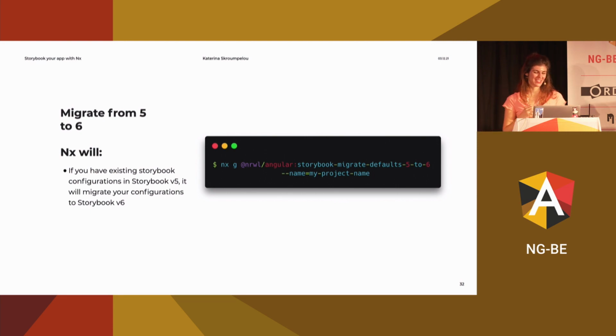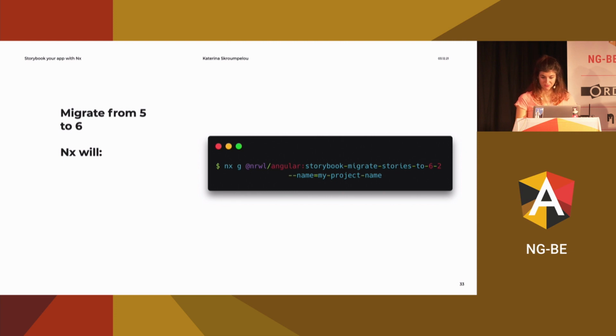So if you have existing Storybook configurations in Storybook version 5, it will migrate your configurations to Storybook version 6. There are a lot of breaking changes from version 5 to version 6 in Storybook. So, and I'm sure that if anyone is still using Storybook version 5, they would have had the tedious task of updating all their configurations manually. NX will just generate new configurations for you, and if anyone had some niche configurations that were very specific to their organization, they would just have to do it manually in the end. But NX would just do the very tedious job of going into each configuration and migrating it.